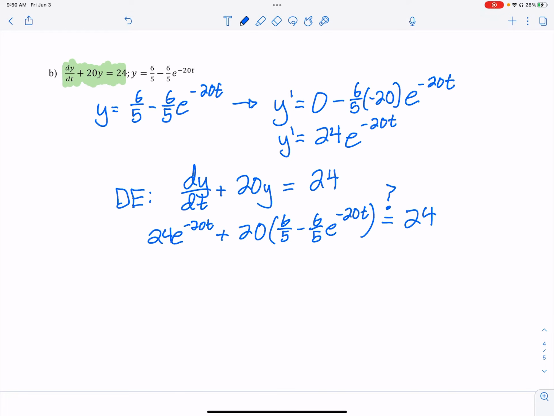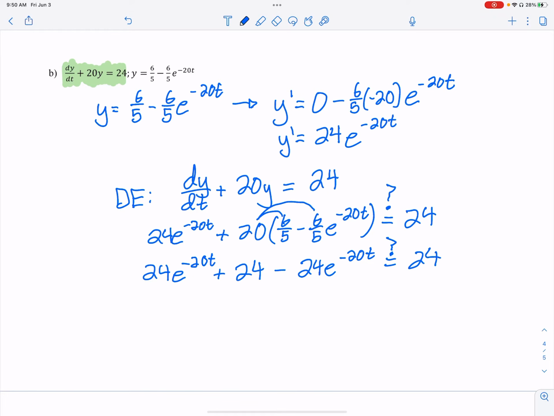All right, so we got to do some distributing there. We already did that multiplication above. Both of those are going to be 24. So I got 24e^(-20t) plus 24 minus 24e^(-20t). I'm still going to put this question mark here, even though it's pretty obvious those are going away.